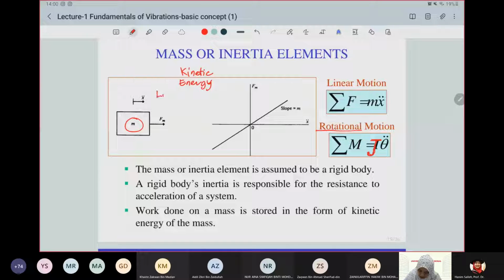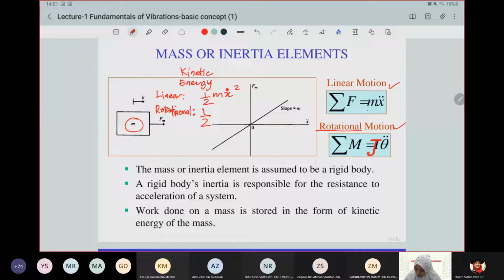And if it's linear, what is the equation, class? The equation for kinetic energy for linear. You have two types of motion, linear and rotational. If it's kinetic energy, what is the equation? Half mv square. Very good. So mv square means you have to write in terms of x, so x dot square. What about rotational, class?